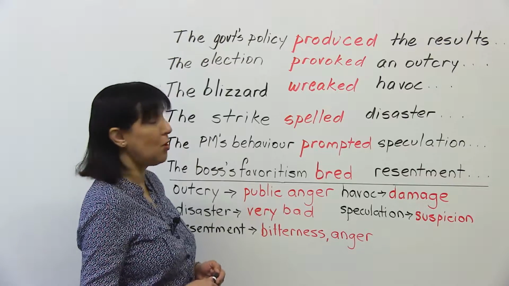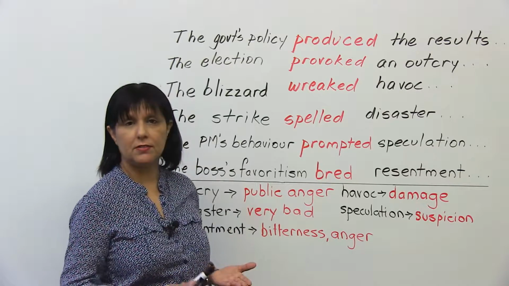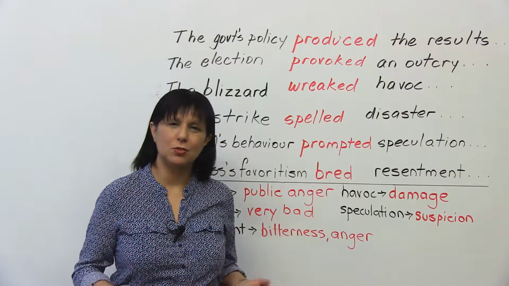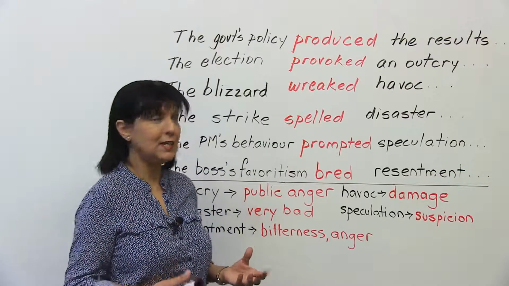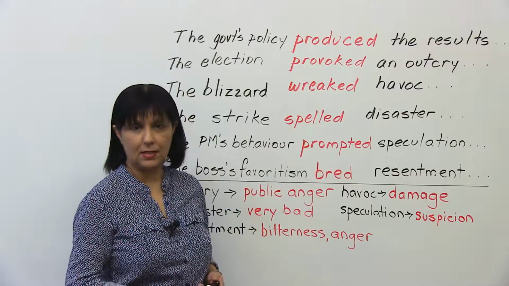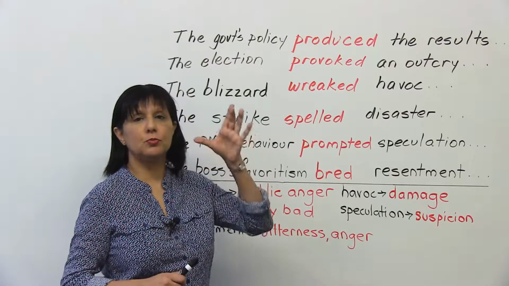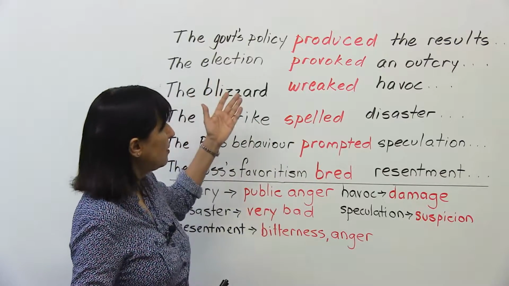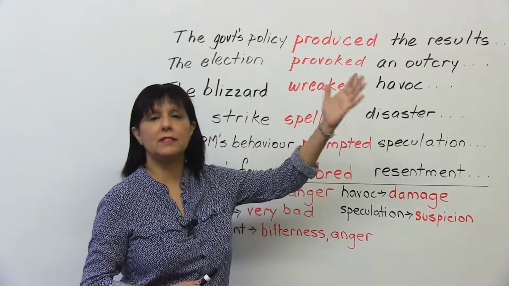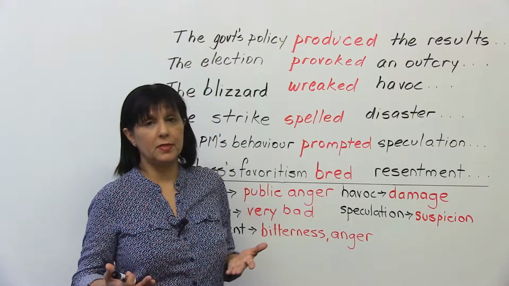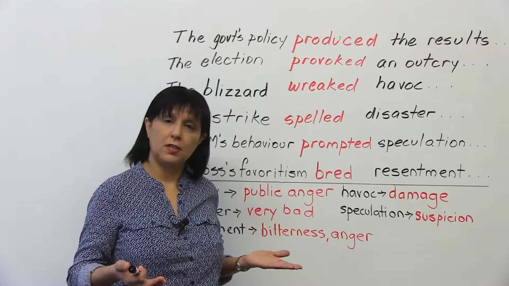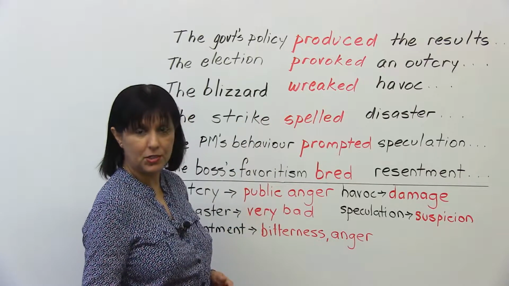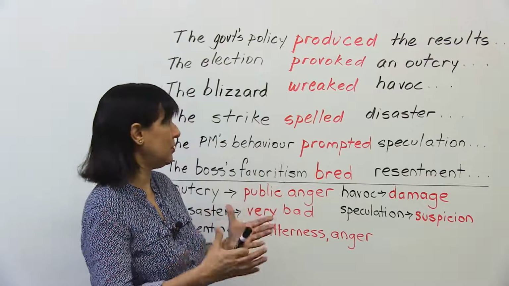The government's policy produced the results. Okay? So you can't say made the results or did the results, but you can say produced the results. All right? So the collocation is to produce results or to produce the results. So the government's policy produced the results that we expected. Or the government's policy didn't produce the results that we expected. All right? So that's the collocation there. That's the expression that you can learn.